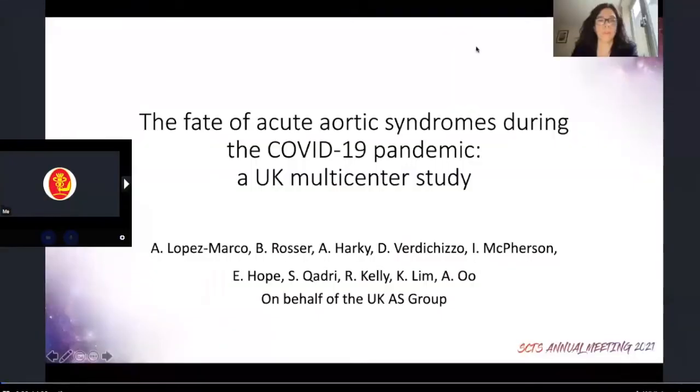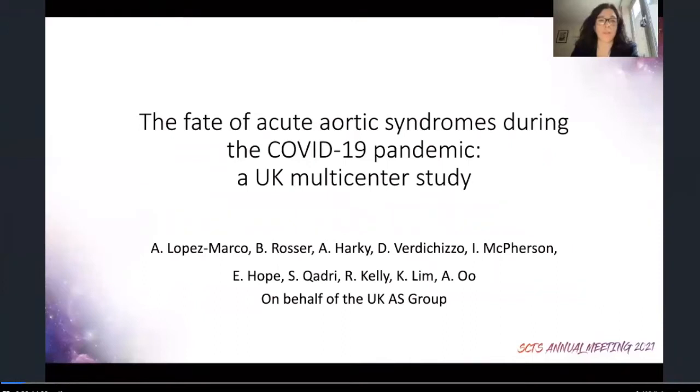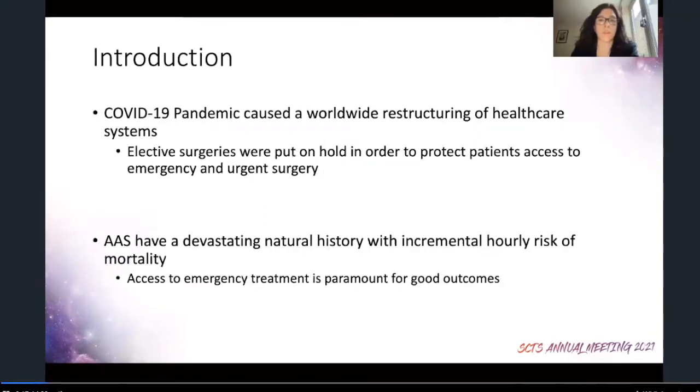Hello, ladies and gentlemen. It is a real pleasure to be here presenting on behalf of the UK Aortic Surgery Group our results of the COVID UK aorta multi-center study, in particular the fate of acute aortic syndromes. As you all know, the COVID pandemic has caused a very big restructuring of healthcare system, with elective surgeries put on hold in order to protect emergency activity.